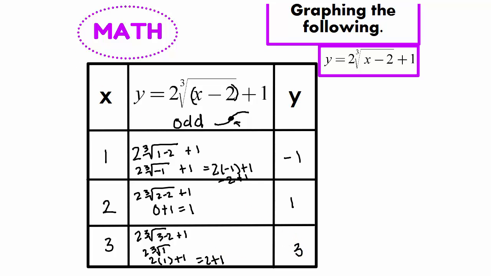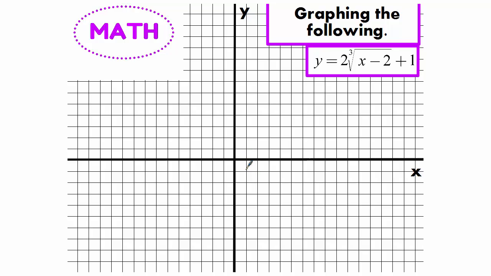So then I'm going to plot those points, 1, negative 1, 2, 1, and 3, 3. So I go 1, -1, 2, 1, 3, 3. And since this is odd, that's my S shape. So my S shape kind of levels out something like that. So that's a good sketch of what it potentially looked like. So we've done harder problems and we've seen what a, h, and k can do to the problem. So we are done with graphing radicals.